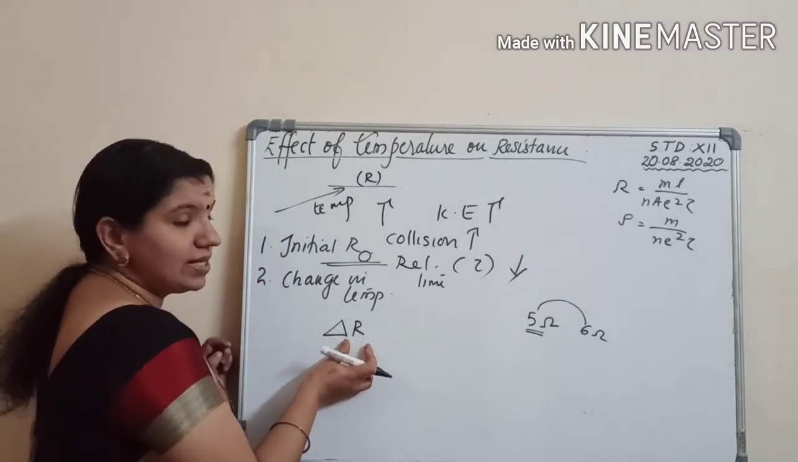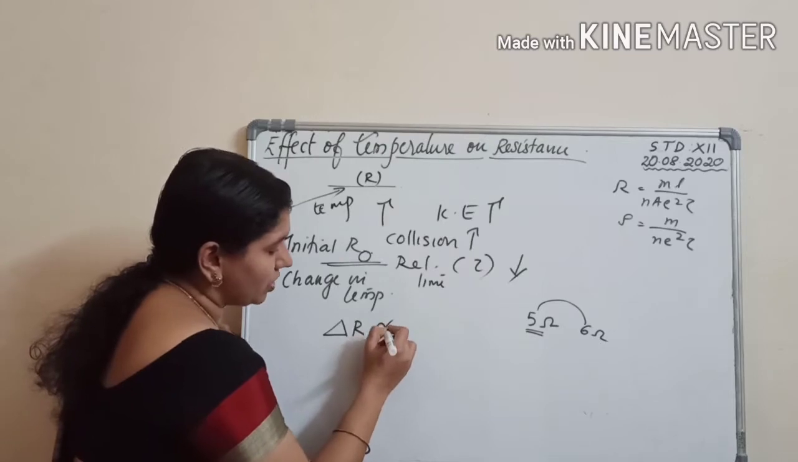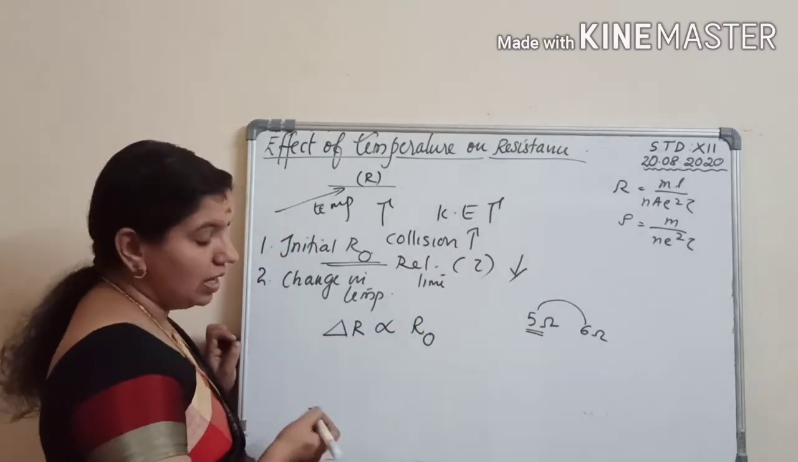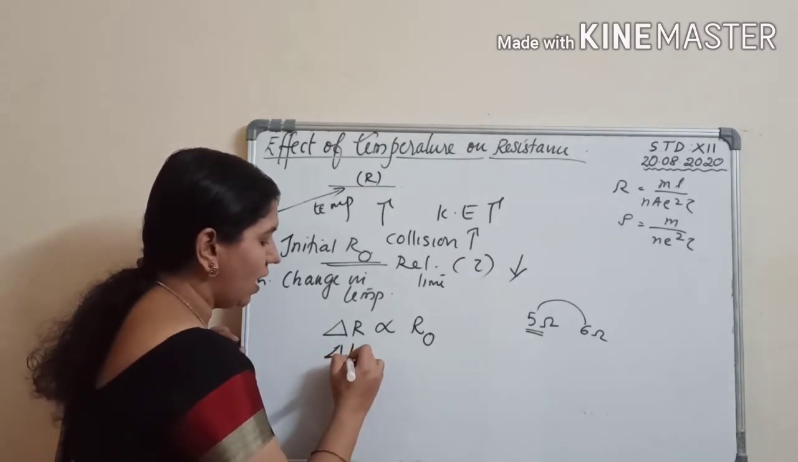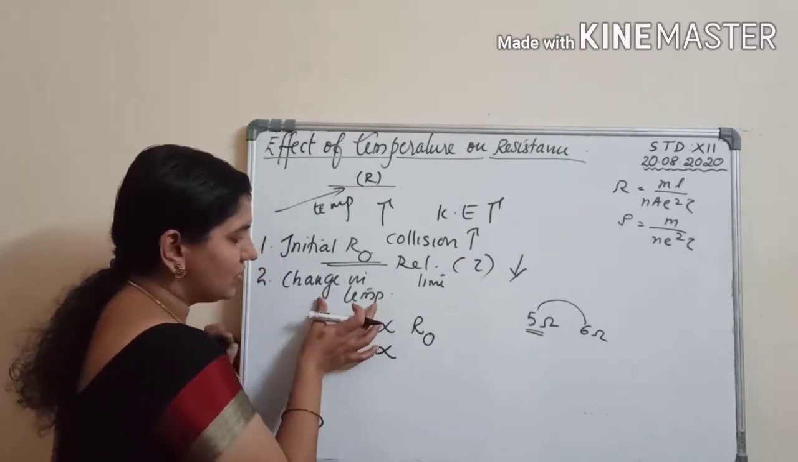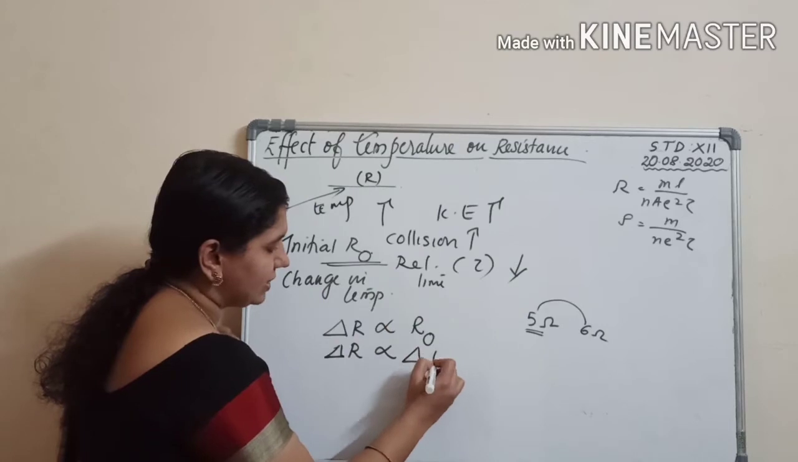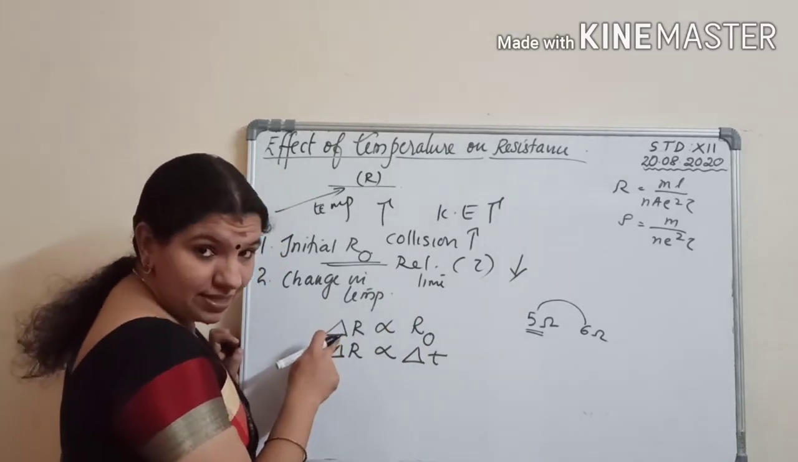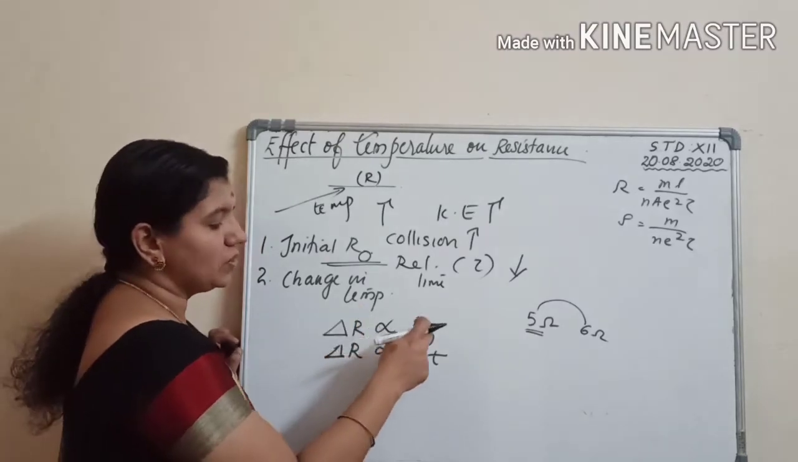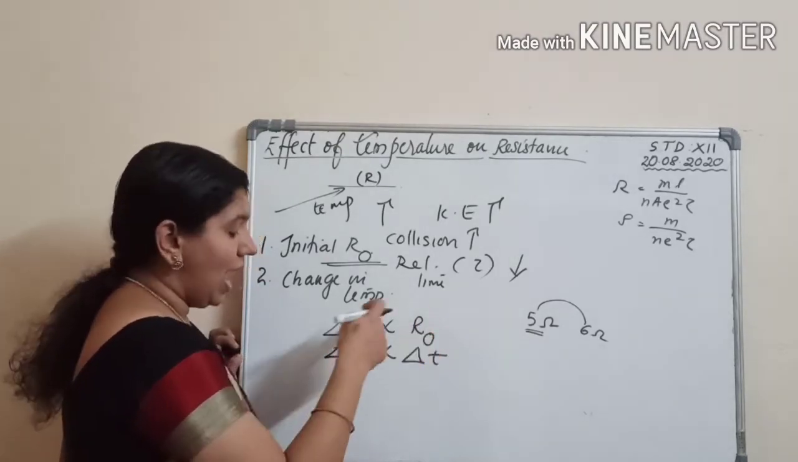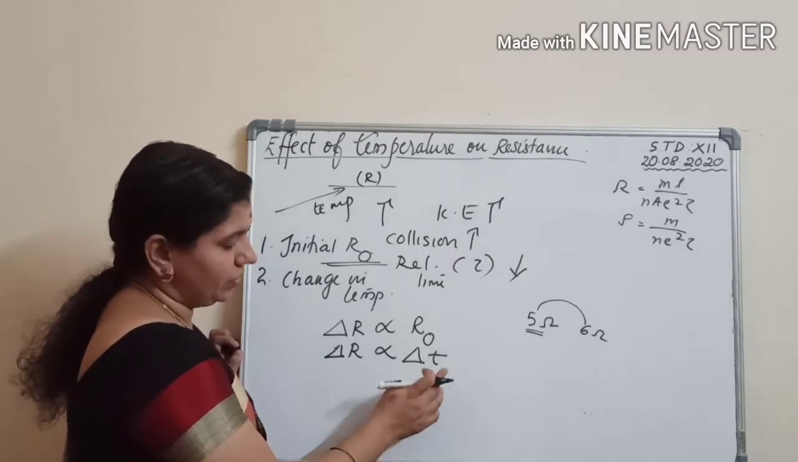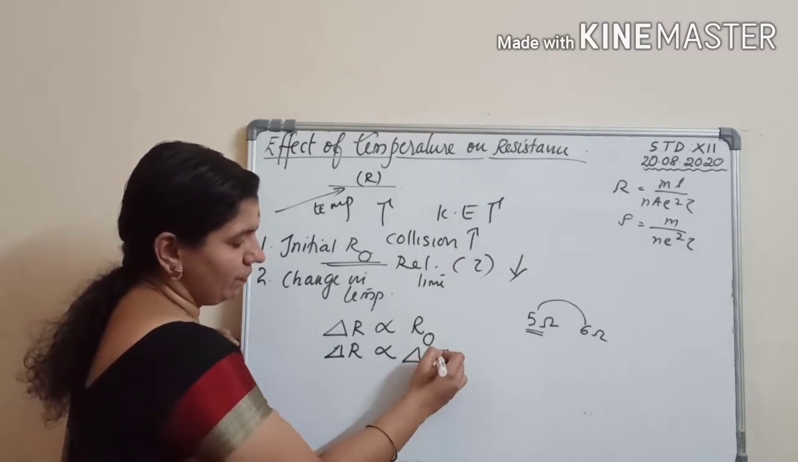Okay. So delta R is actually proportional to the initial resistance R0. Clear? And also delta R is proportional to what? The change in temperature, delta T. So delta R is the change in resistance. It is proportional to the original resistance R0, and delta R is again proportional to the change in temperature, delta T. You can use capital T.